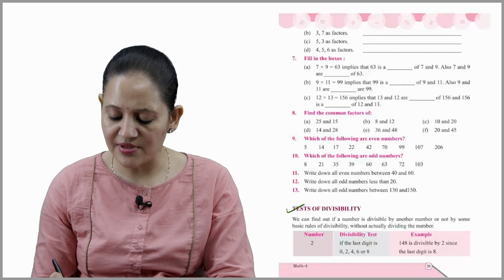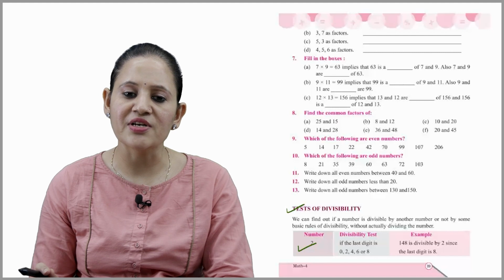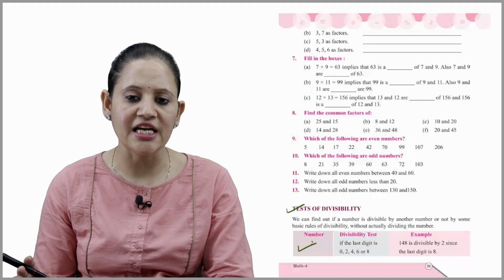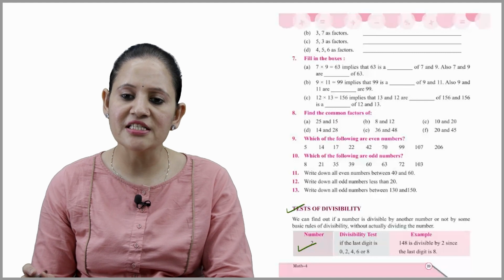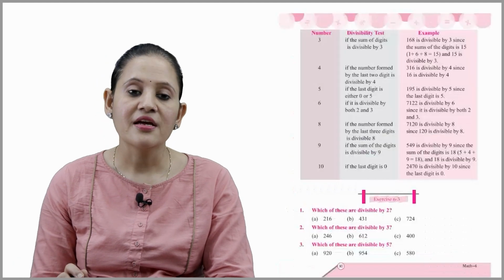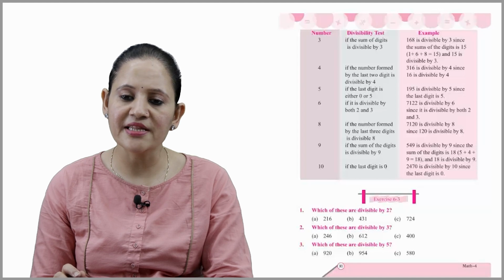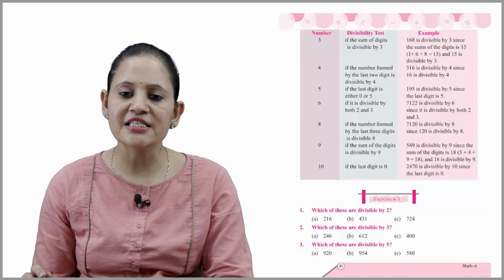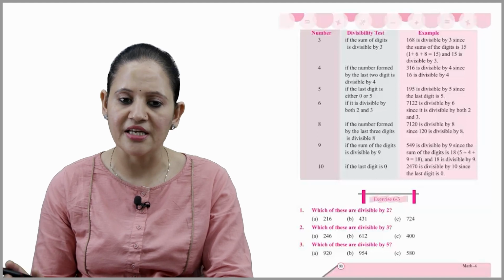First is the number 2. The divisibility test is: if the last digit, or digit at one's place, is 0, 2, 4, 6 or 8, that means the number is divisible by 2. For example, 148 is divisible by 2 since the digit at one's place is 8. Next, for number 3: if the sum of the digits is divisible by 3. For example, 168 is divisible by 3 since the sum of the digits 1 plus 6 plus 8 is 15, and 15 is divisible by 3.